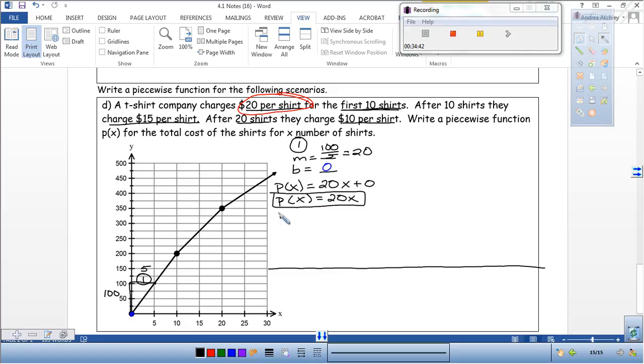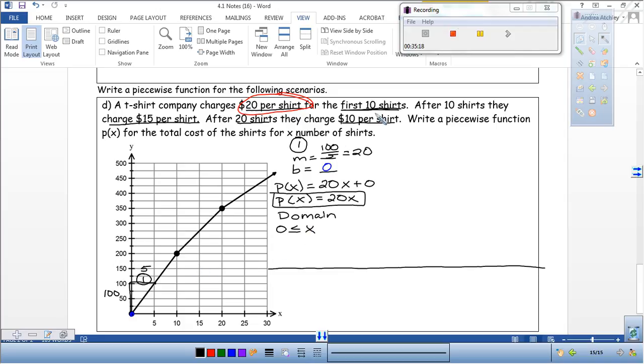Then we have the domain. The domain might be easier to find in here. A t-shirt company charges $20 per shirt, so your rate of change is 20 for how long? How many shirts can I buy for $20 apiece? 10. Okay, so can I get -1 shirts? No. So where am I going to start? 0. Can I buy 0 shirts? Yes. So it has an equal sign.